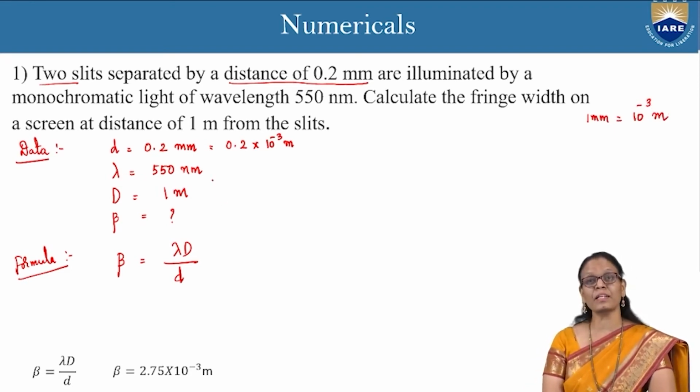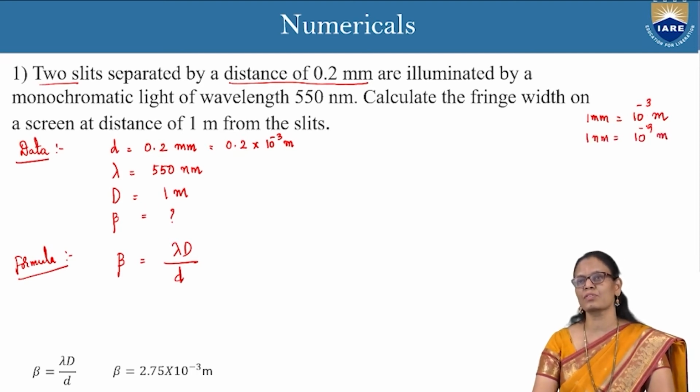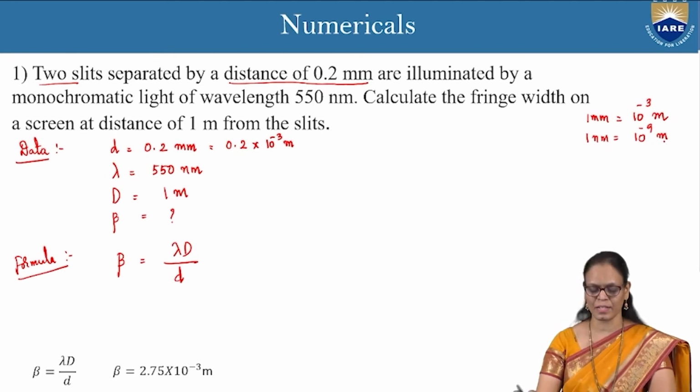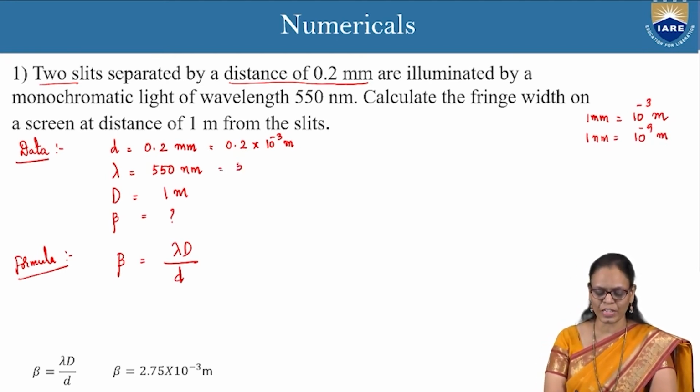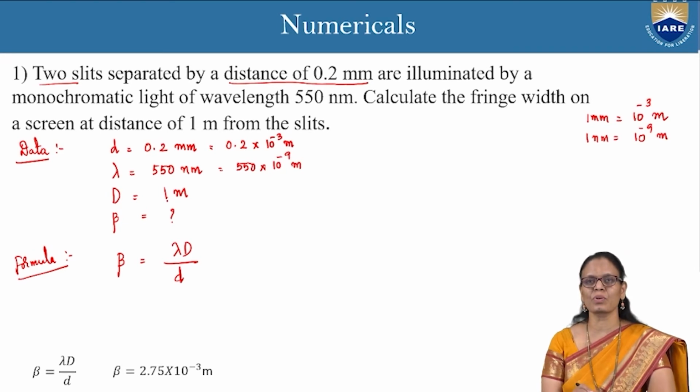Then we have the wavelength in nanometer. 1 nanometer is equal to 10 power minus 9 meter. All these conversions you need to remember. Nano means 10 power minus 9. So this will be 550 into 10 power minus 9 meter. And capital D is in meters, so there is no need to convert. So we have got small d, lambda and capital D. Now the next step is to substitute.